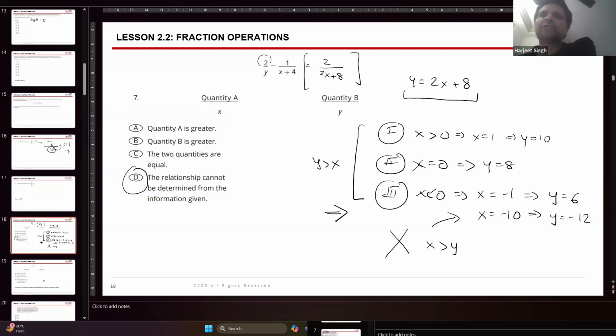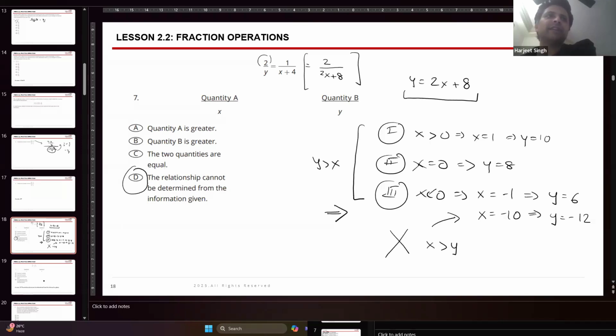So many students will look at, okay, we'll take a very easy value of x, like a small number, and assume that y is always greater than x. But that's not true. Got it?